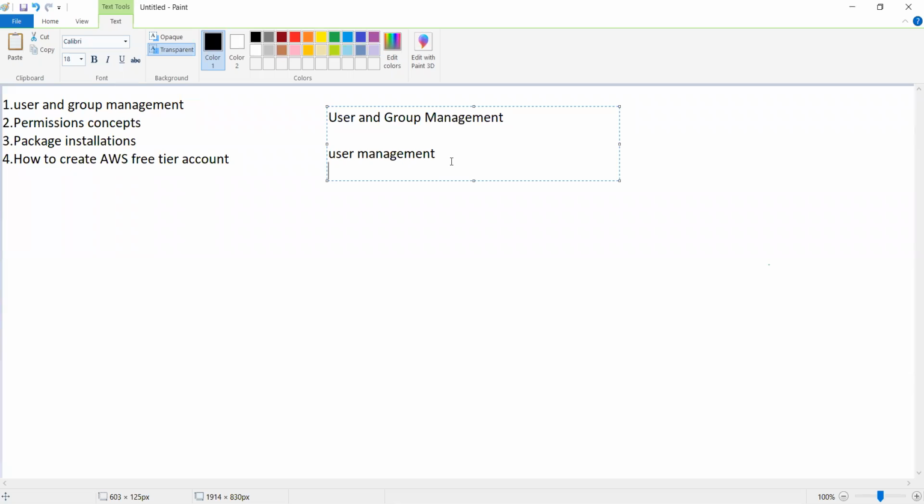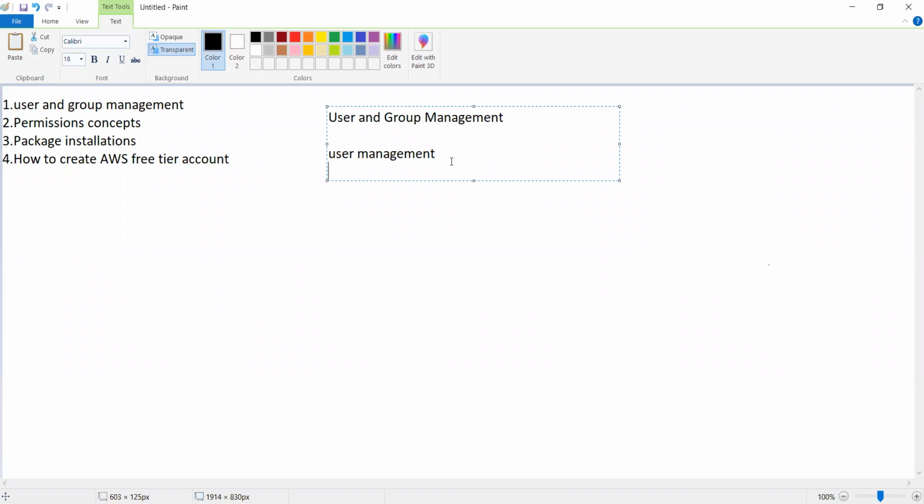Basically, user management is something to provide accessibility on a particular server. If you want to provide access on the server, then we go with the concept called user management. User management is used for creating user accounts and creating passwords.